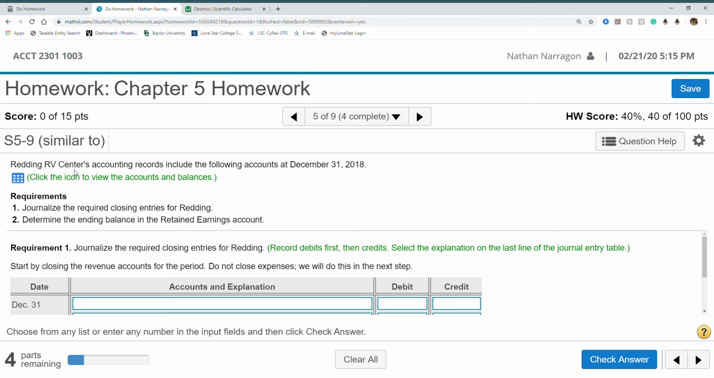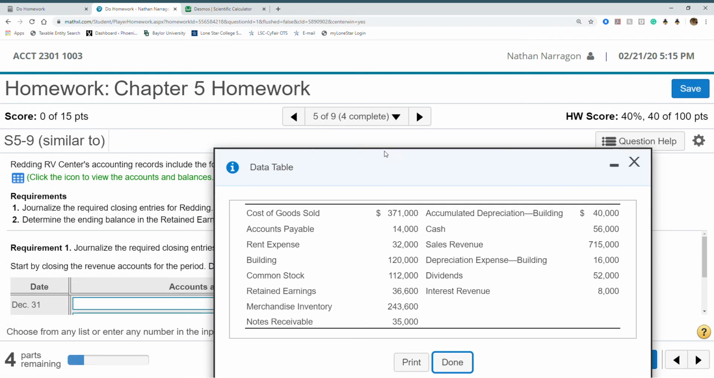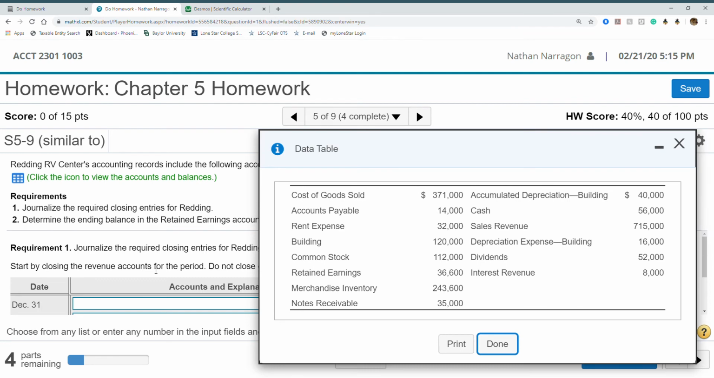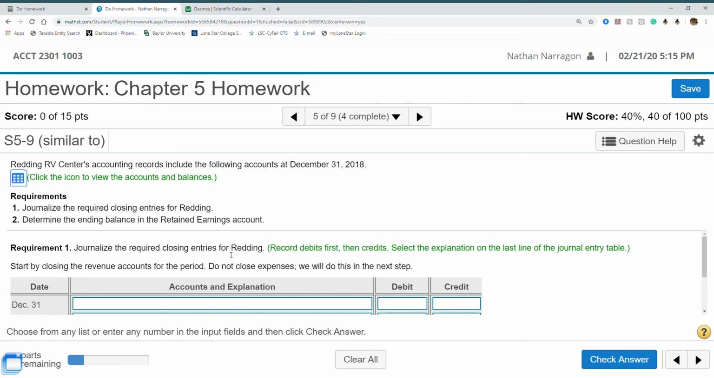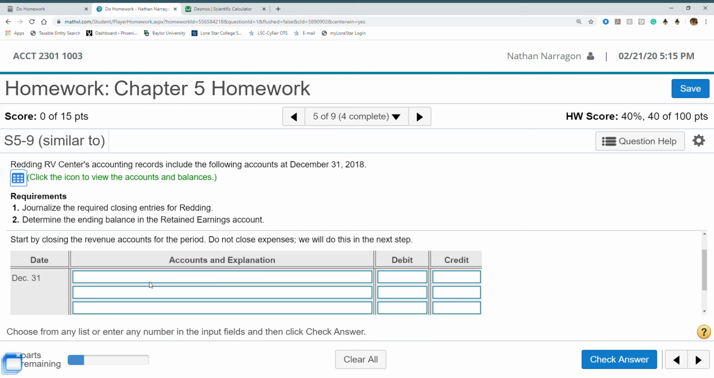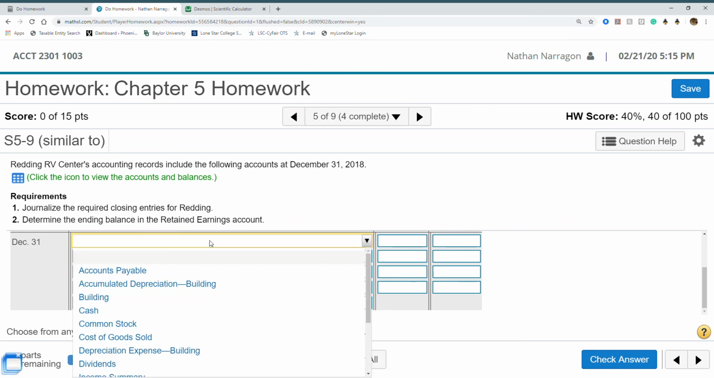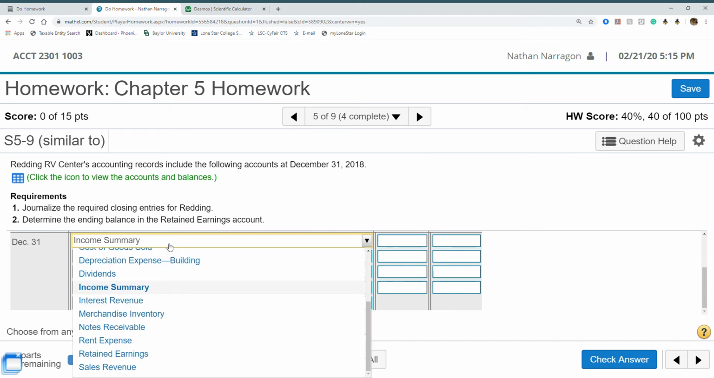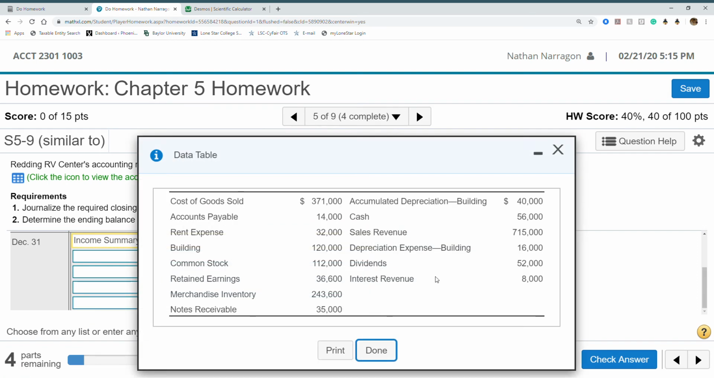Okay, reading: RV Center account records include the following accounts. Boom. Okay, so I'm figuring we got closing. Yep, journalize the required closing entries. Record debits first. Select explanation. Start by closing revenues. So again, real quick on how revenues close out. Income summary, wait, no, income summary's second. It's our revenues.